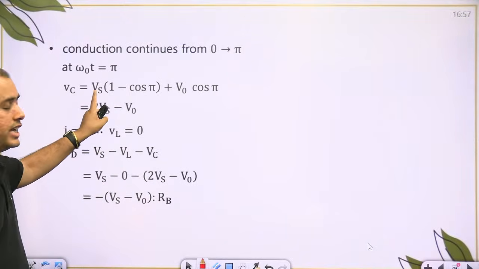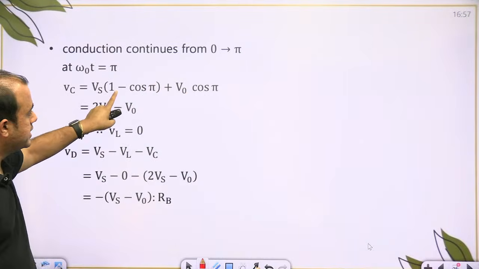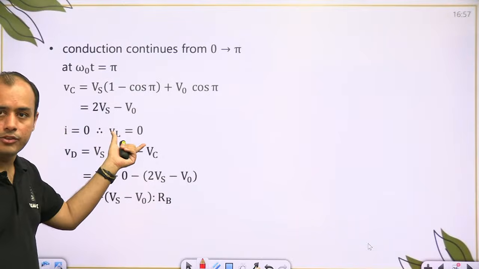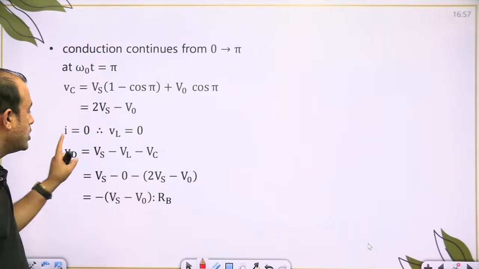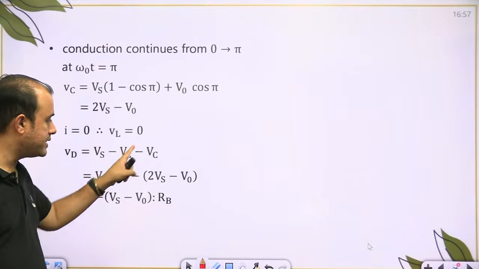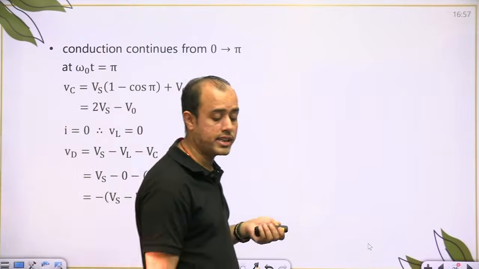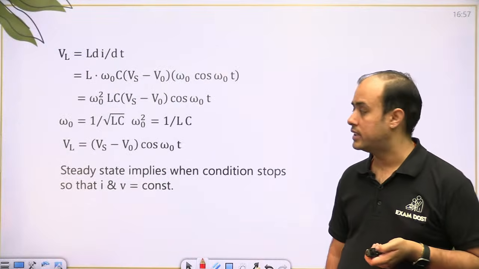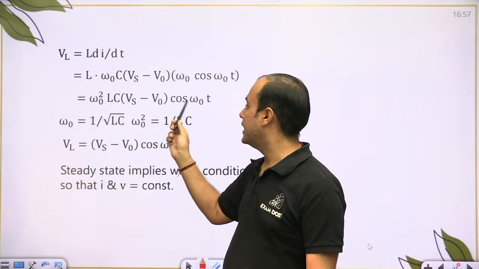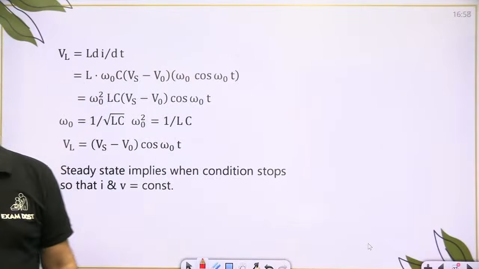ओके. तो कंडक्शन कंटिन्यूज फ्रॉम 0 टू पाई. तो एट पाई इफ यू फाइंड द वोल्टेज Vs 1 minus cos pi, V0 cos pi, this is 2Vs minus V0. And once the current is 0, inductor voltage is 0. What about diode voltage? Supply minus inductor minus capacitor. Inductor voltage 0, capacitor 2Vs minus V0. This is the supply voltage, diode voltage, which is negative. So diode is reverse bias. If you want the inductor voltage, you can do L di by dt. It is also coming as cos omega t. कितना आ रहा है? Cos omega t.